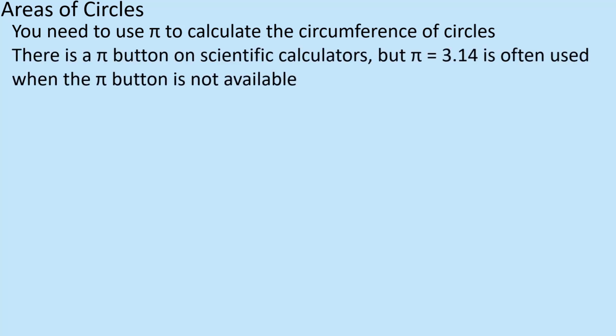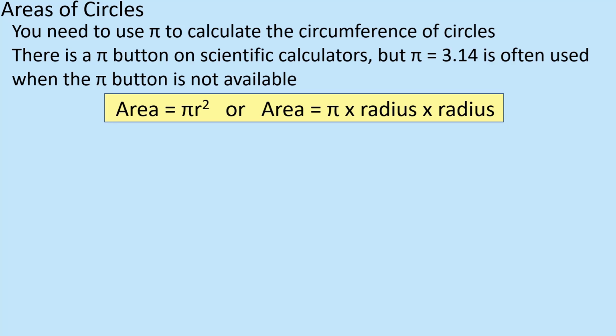So pi is just a number, it's 3.14, and it's often given on a calculator to support you in doing anything involving a circle. So the area is given as pi times radius squared. So pi times radius squared. It's essentially the same as pi times radius times radius. But let's look at an example in terms of how to do it.